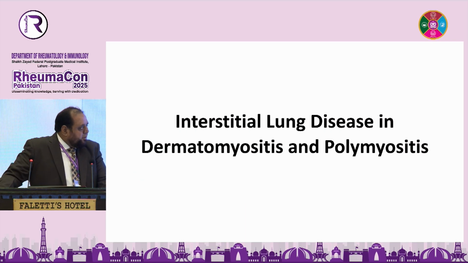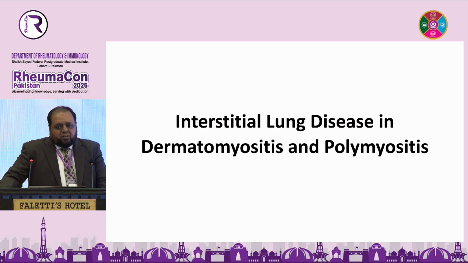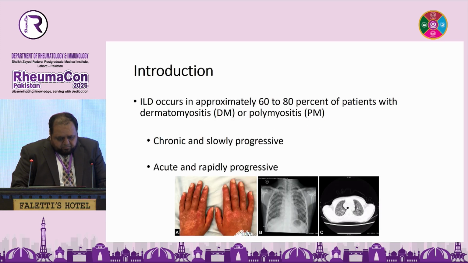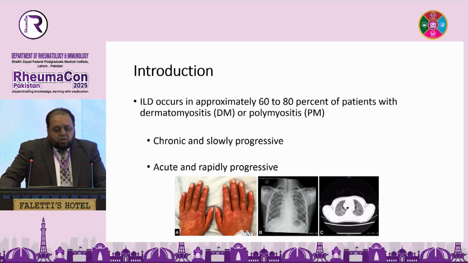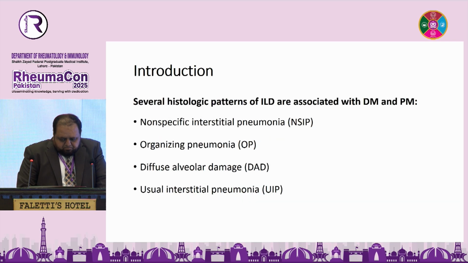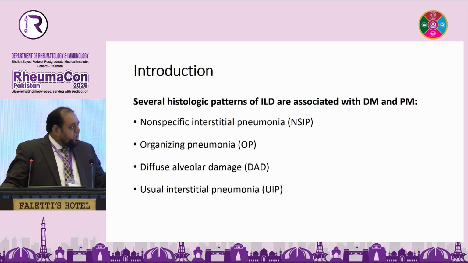The next common connective tissue disease which may cause interstitial lung disease is dermatomyositis or polymyositis. ILD occurs in approximately 60 to 80% of patients with dermatomyositis and polymyositis. The disease may present as chronic and slowly progressive, or acute with rapidly progressive disease. Several histological patterns are usually seen.